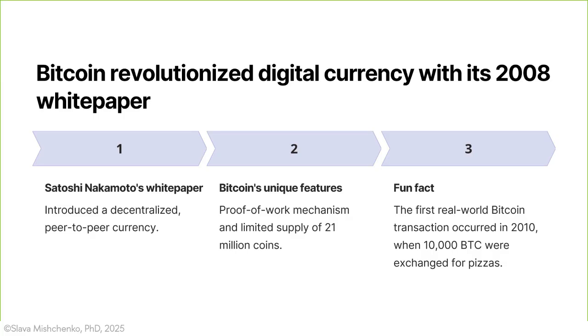And here is a fun fact that I love sharing with my students. The first real world Bitcoin transaction was for pizza. Yes, you heard that right. Someone paid 10,000 Bitcoins for 2 pizzas in 2010. If we calculate it in today's terms, those were probably the most expensive pizzas ever purchased. It's a perfect illustration of how far we have come.